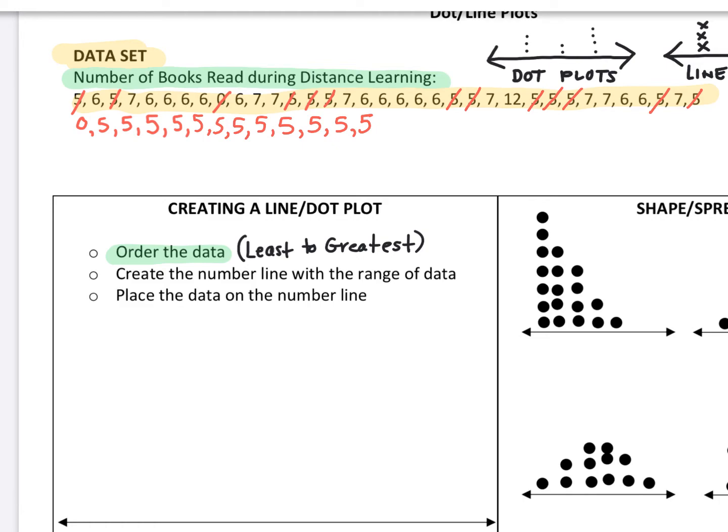I'm looking for 6s, which I see a lot of them. So let's go ahead and do that. Here's my first 6. Here's my second 6. Here is my third 6. My fourth 6, my fifth 6, my sixth one, my seventh one, my eighth one, my ninth one.